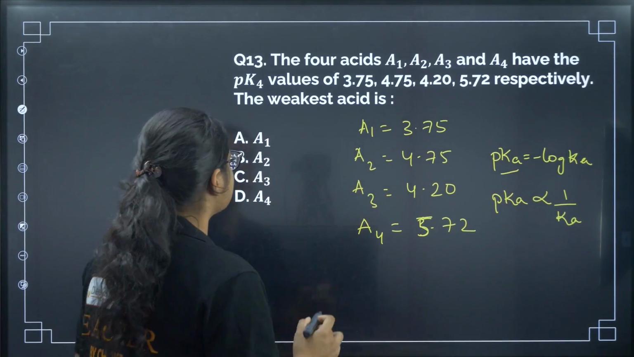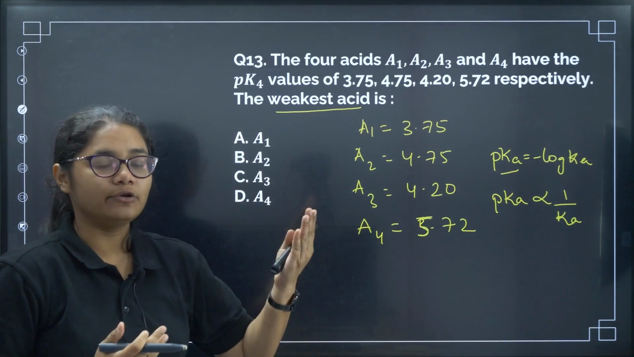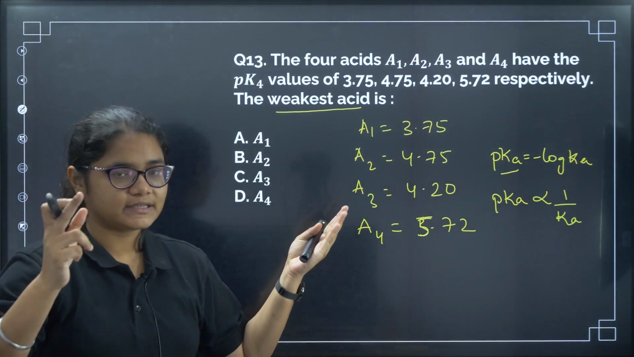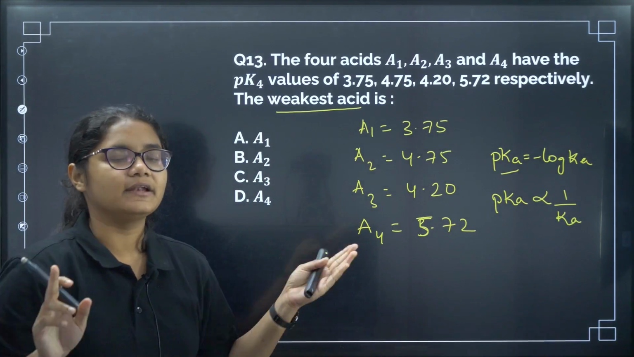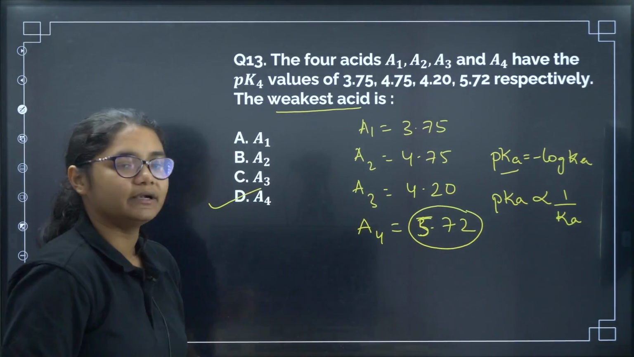So now the question is asking the weakest acid. The acid has to be weakest, means its pKa value has to be highest. If pKa value is highest, Ka value will be the least and it will be called as a weakest acid. So the correct answer for this question will be option number D, that is A4.